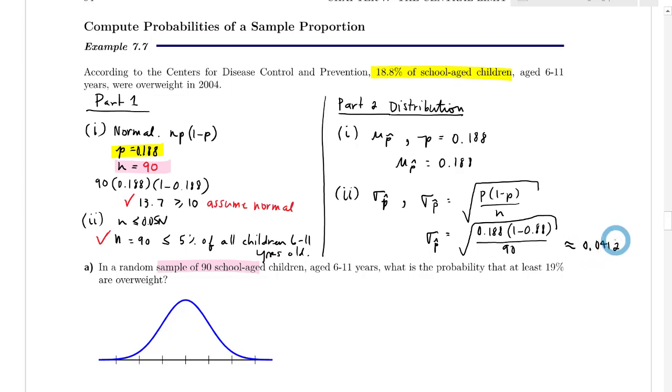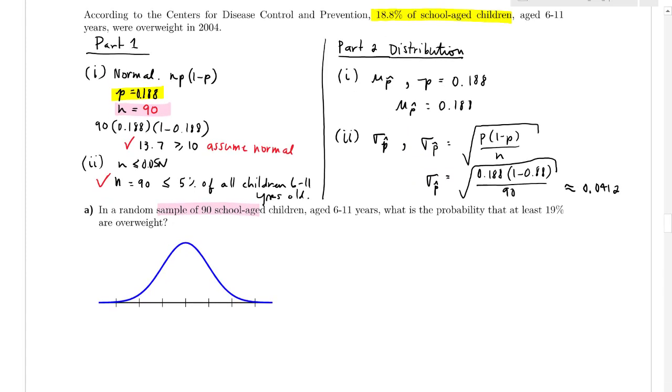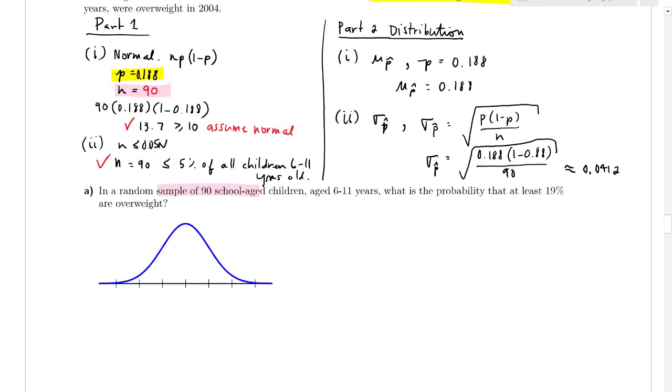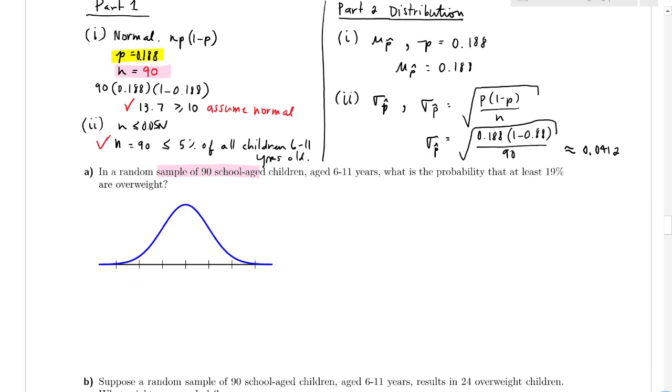Okay, so those are the two pieces that we'll do first, and then now we're good. Notice we haven't even started a problem. We just did the preliminary work. So now this proportion fits the criteria of a population being approximately normal, and we have a distribution for sample proportions in part 2. But these two parts you will have to do, and I do expect you to know them, especially when it comes to homework and the quizzes and the exam. Okay, so now let's go ahead and just start a problem.